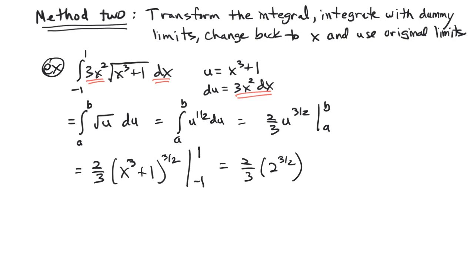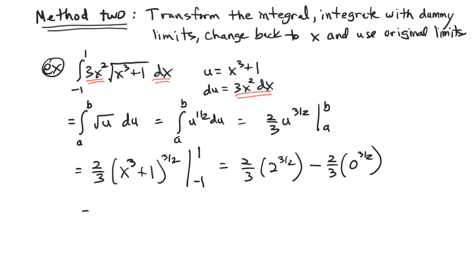And then you go minus, the fundamental theorem of calculus says minus, and now I plug this in. So remember, it's this minus this. You plug that one in, and we're going to get 2/3. And now I'm plugging the -1 in here. -1 cubed is -1, plus 1 is 0, so you get 0 to the 3/2.